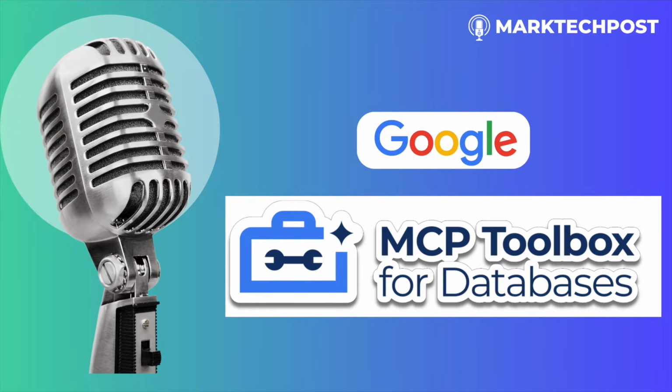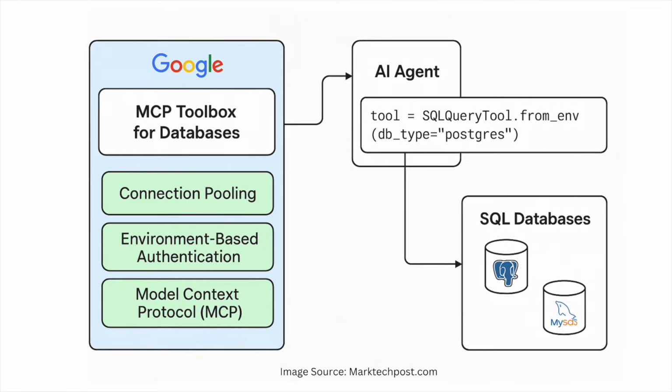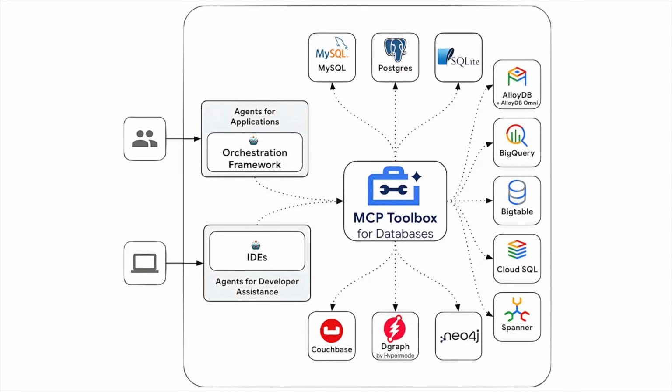Google has released the MCP Toolbox for databases, a fully open source tool that makes it incredibly easy to connect AI agents to relational databases like PostgreSQL and MySQL. Part of the broader GenAI Toolbox initiative, this release allows developers to integrate database tools into their agents in under 10 lines of Python without handling complex connection logic or authentication manually.